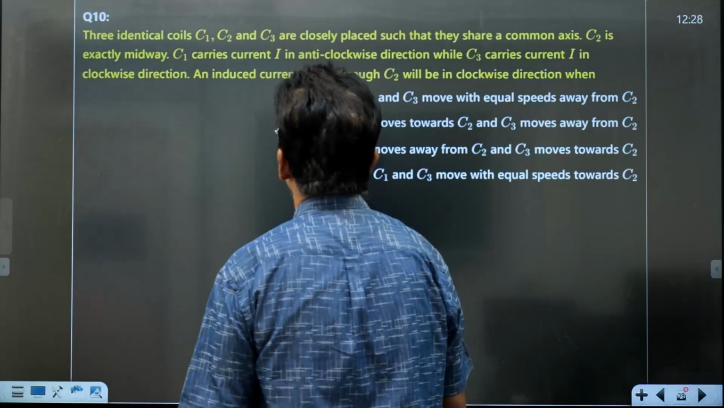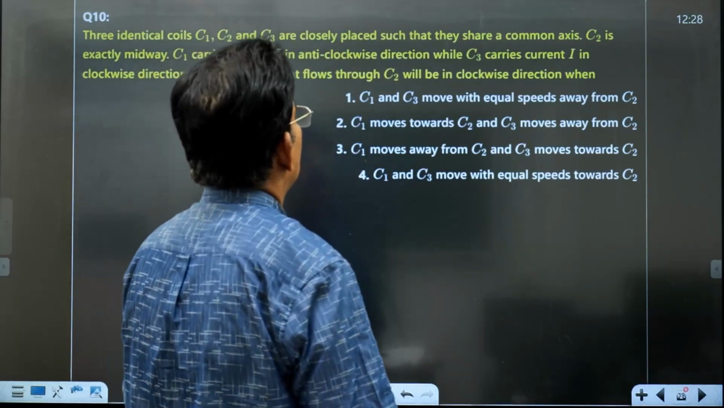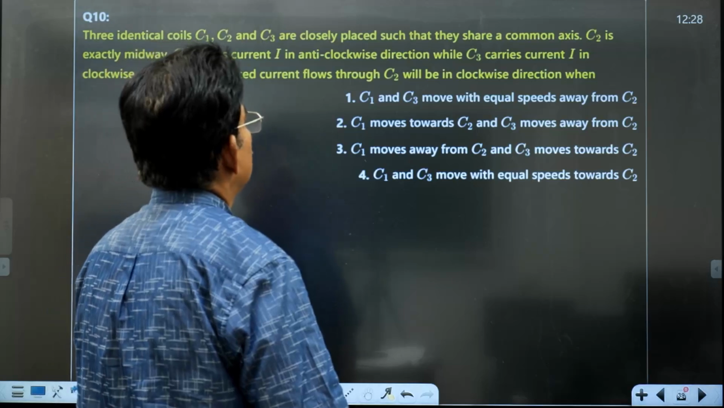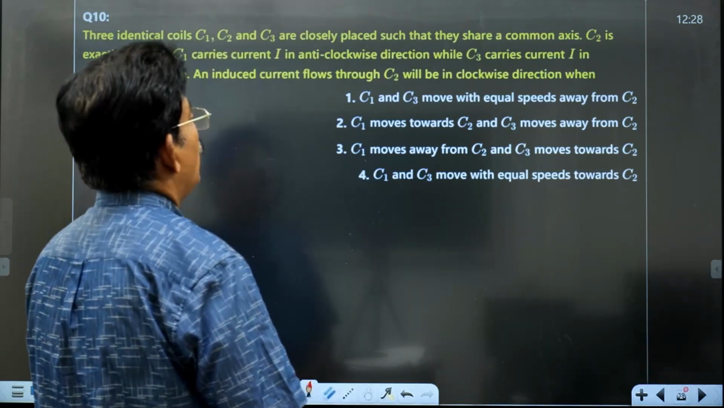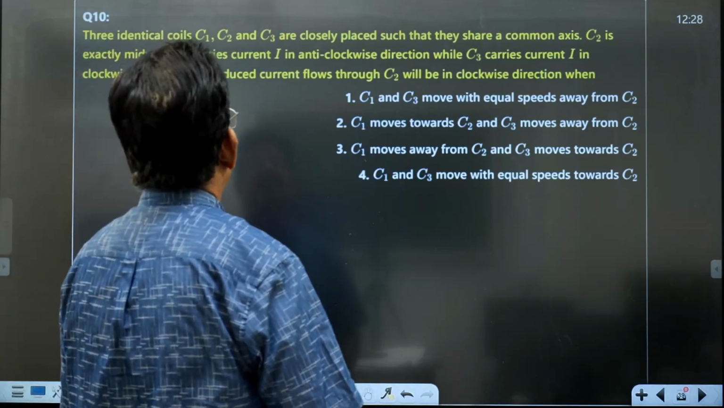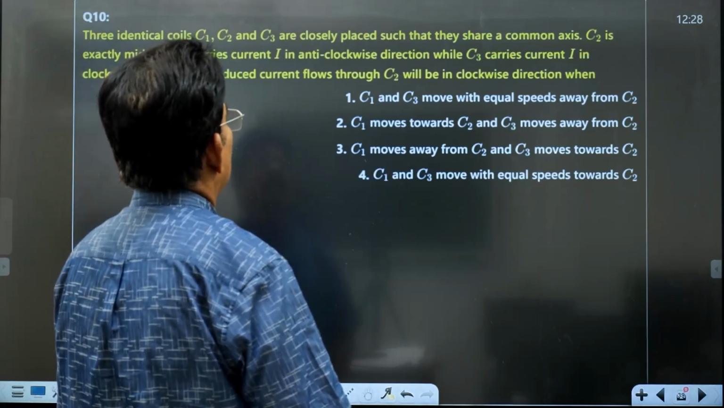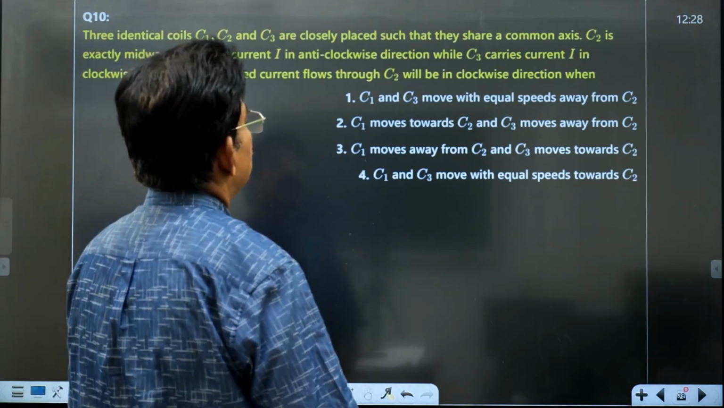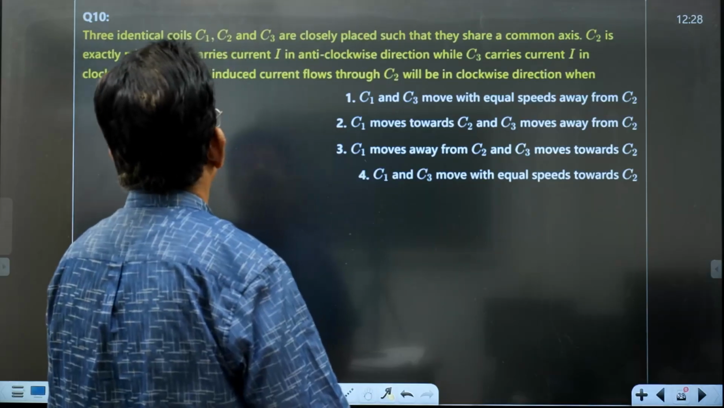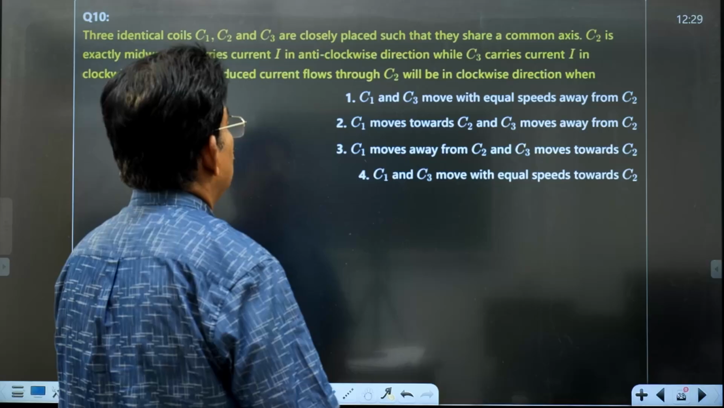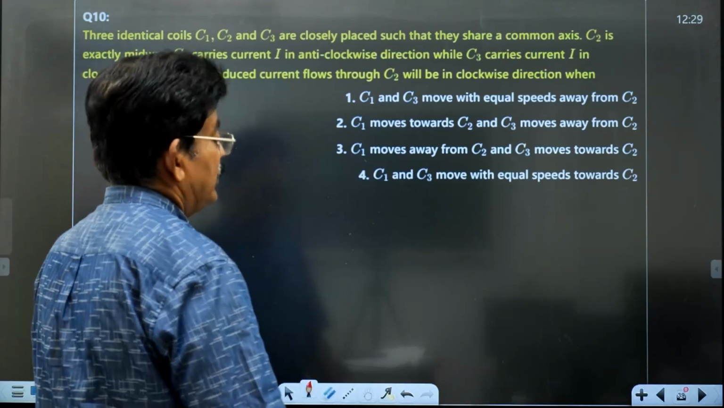Next question. Look, C1, C2, C3 are closely placed such that they share a common axis. C2 is exactly midway between. C1 carries a current I in the anti-clockwise direction. C3 carries a current I in the clockwise direction. And the induced current in C2 will be in the clockwise direction.